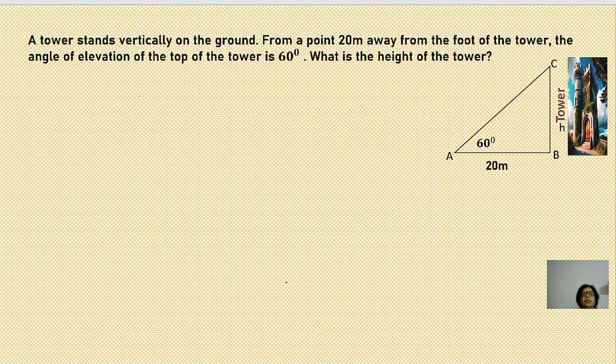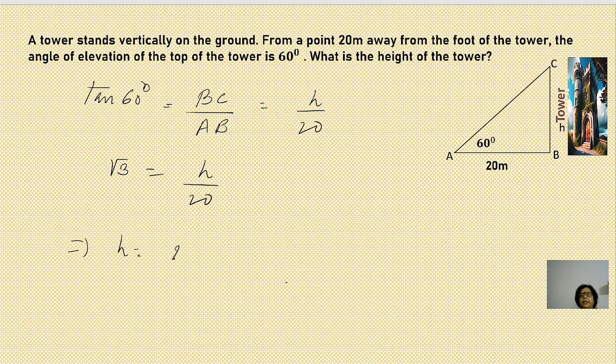Now tan 60 degrees will be equal to BC upon AB, that is the perpendicular by the base. So this is equal to H upon 20. Tan 60 we know is root 3, so root 3 is equal to H upon 20. So this means that H is equal to 20 root 3.